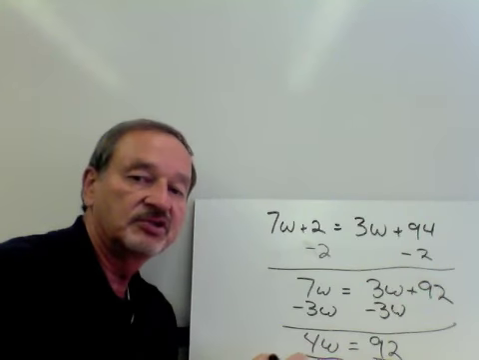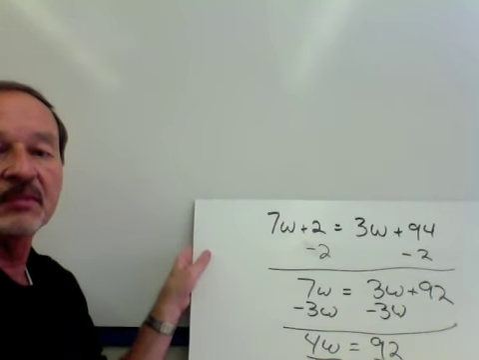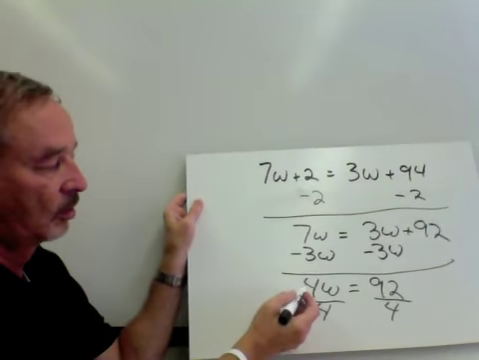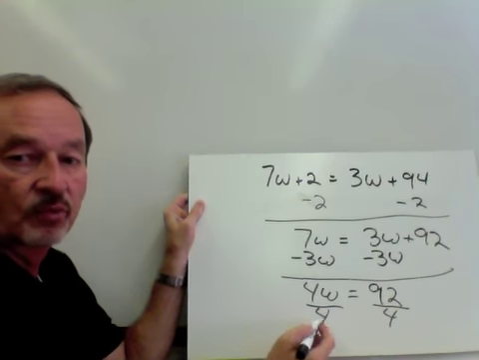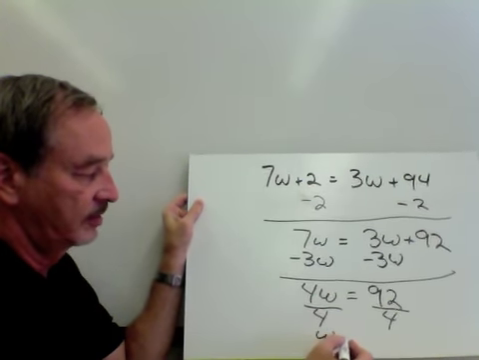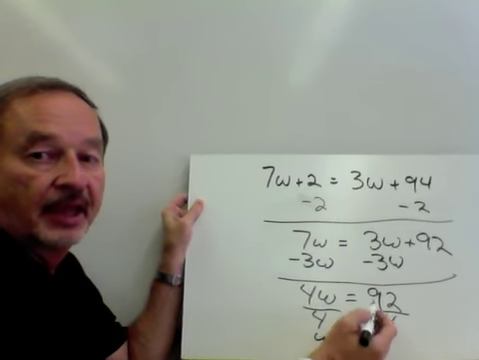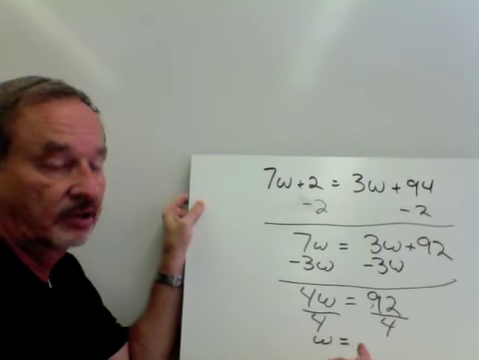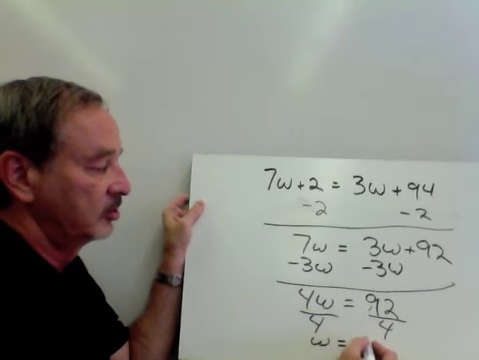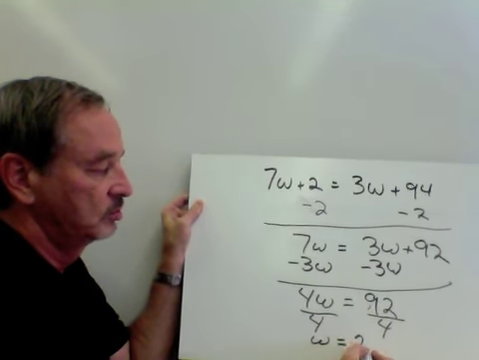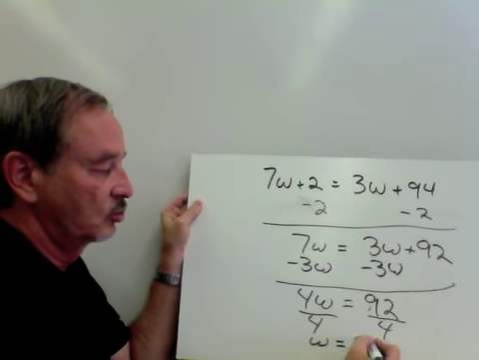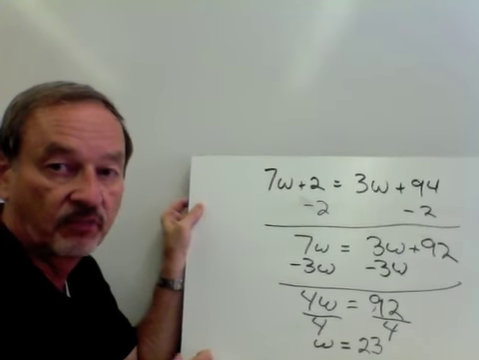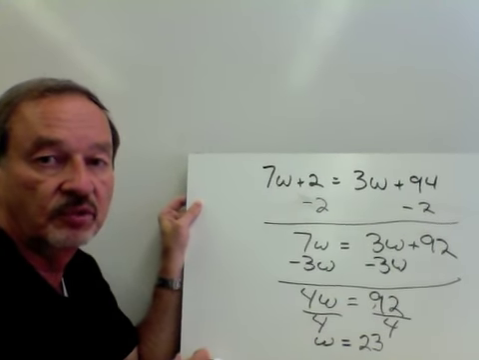So when we do these divisions now, 4 divided by 4 is 1, and we're left with W. 92 divided by 4, you can do this with mental math, that's great. If not, go ahead and get your calculator out. 92 divided by 4 is 23. So my answer, like I told you before, is W equals 23.